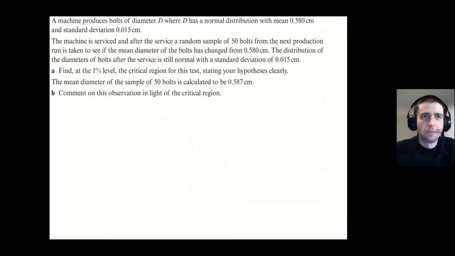And in this video, I'm going to be talking about how to find a critical region for a hypothesis test on the normal distribution. So this example again is taken from the Pearson Edexcel Year 2 Pure textbook. Thank you very much to them.